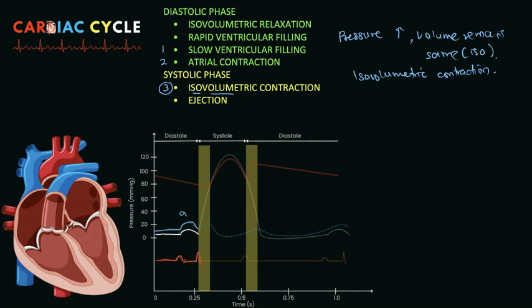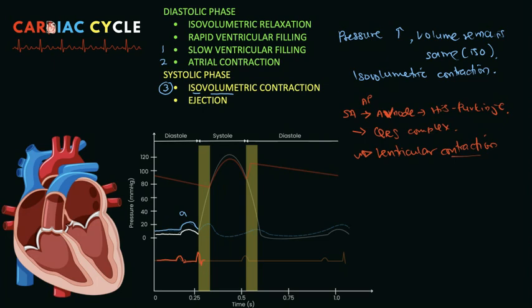It starts off by the continuation of the action potential from the SA node to the AV node, later on to the His Purkinje fibers, represented on the ECG as the QRS complex. This causes ventricular contraction. When the ventricles contract, the pressure in the ventricles will exceed the pressure in the atrium. This will cause the AV valve to close.